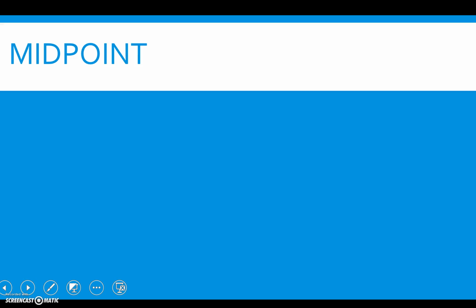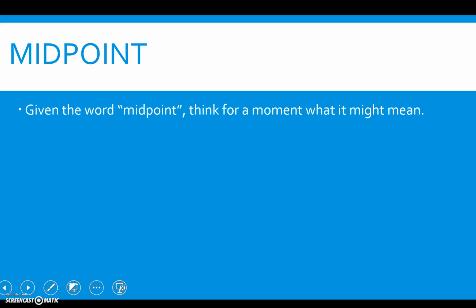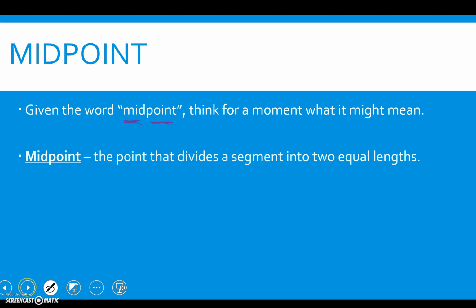So the first thing I want you to do is think about the word midpoint. This can be broken down into two words. The first word I would look at would be mid. Mid implies somewhere in the middle. And then the second word here is point, and we talked about that in our last video, in our last set of classes. So if we put these two things together, midpoint, something in the middle, and it's a point, the definition should be obvious to you. It is a point that is in the middle.